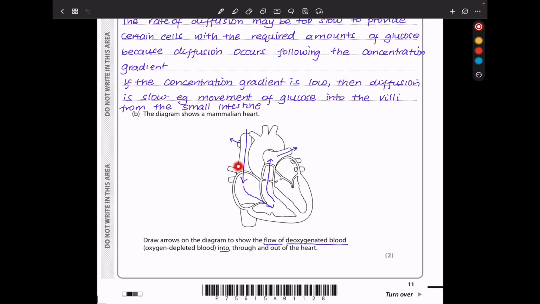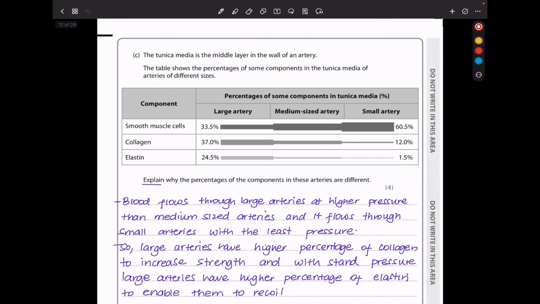Oxygen-deficient blood is going to come from here. Actually, I could also draw an arrow from down here. That's also okay. So it's going to flow in here and in there, into the right atrium, and then it goes through the tricuspid valve into the right ventricle, and then moves through the pulmonary artery, again here as well as that connection on the other side. And in part C, they say that tunica media is the middle layer of the wall of an artery.